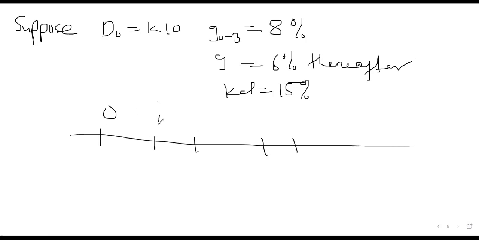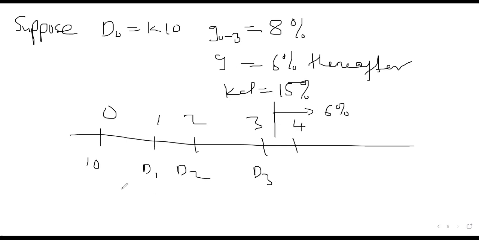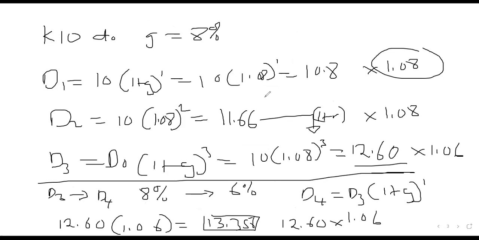All right, 0, 1, 2, 3. So this 10 kwacha, what does it grow to in year 1, year 2, year 3? And what dividend will you have in year 4? So using the constant growth model, we're going to predict the dividend in year 1, dividend in year 2, dividend in year 3. Take note that from year 3 upwards, the growth rate drops to 6%. So we do what we're doing here. So what is our dividend for year 1? We use 1.08 to the power 1. So this will give us 10.8.